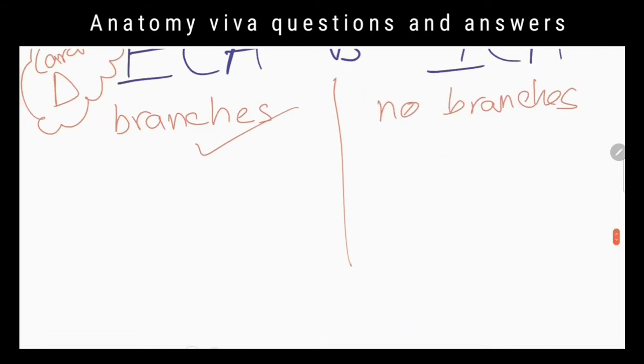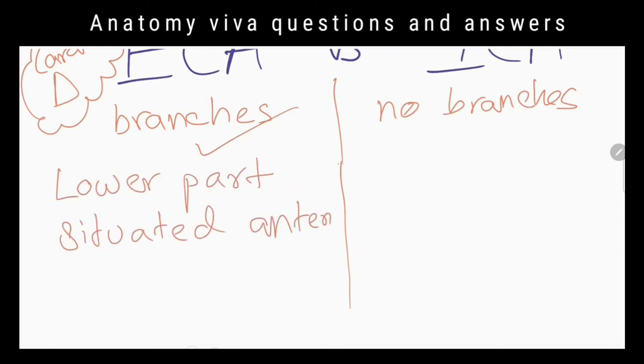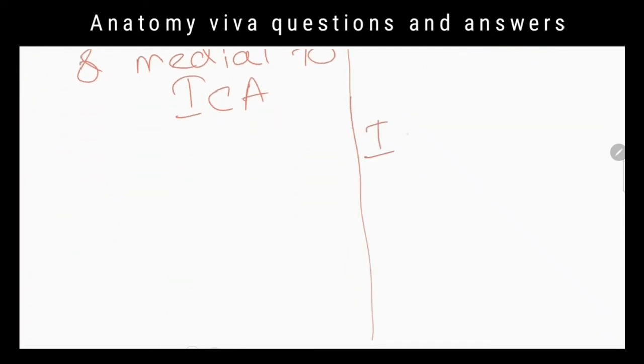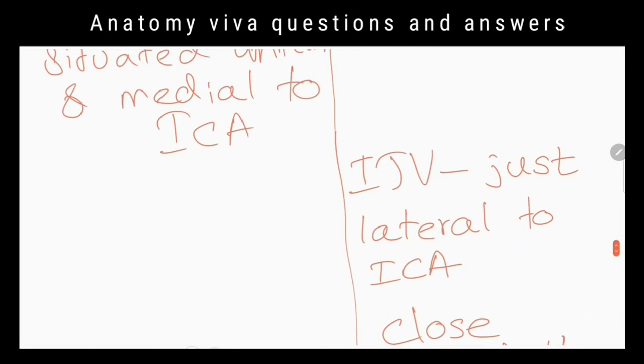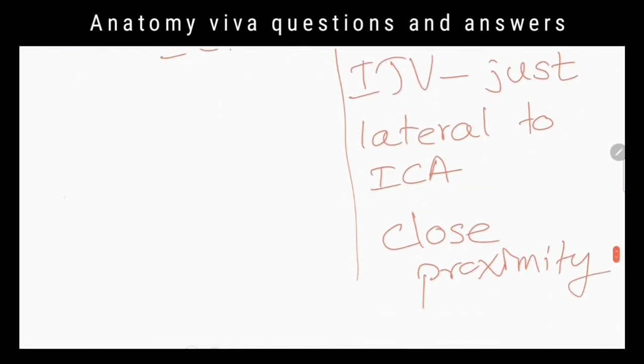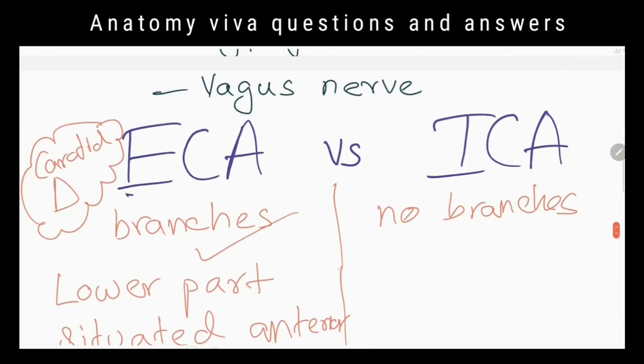The external carotid artery gives away several branches in the neck, whereas the internal carotid artery gives no branches in the neck. The lower part of the external carotid artery is situated anterior and medial to the internal carotid artery. The internal jugular vein is situated just lateral to the internal carotid artery in close proximity to it, but laterally in close proximity to the external carotid artery is the internal carotid artery.